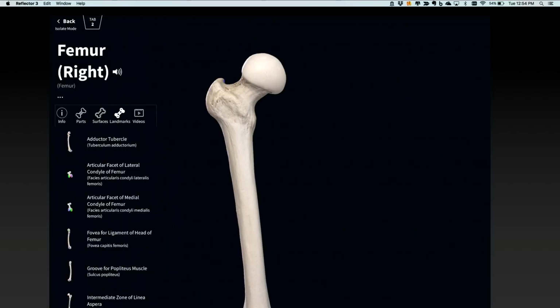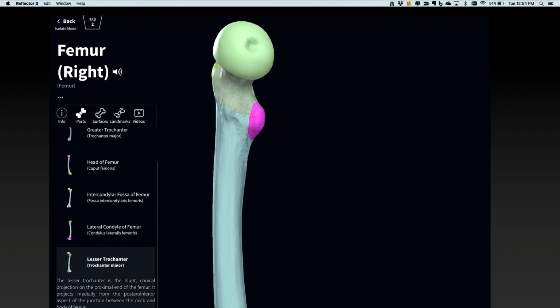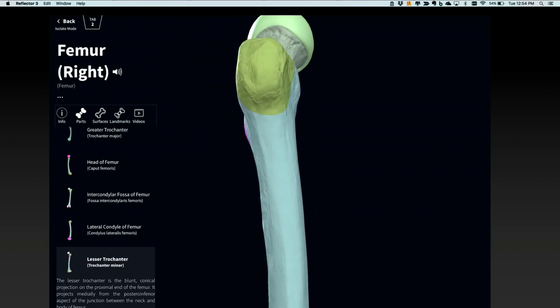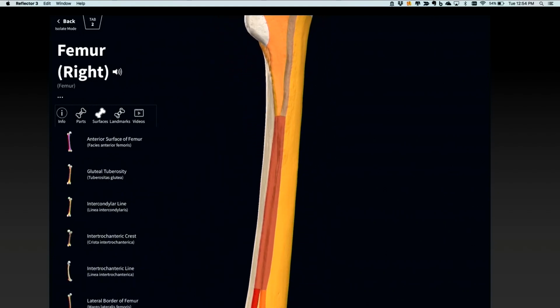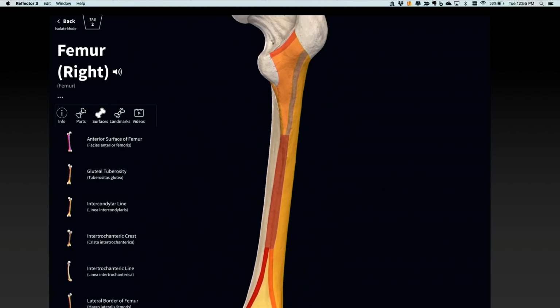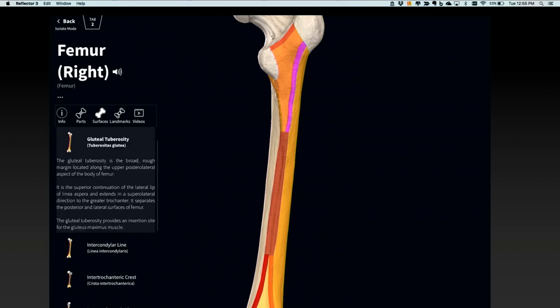So greater and lesser trochanters, we've seen greater trochanter, lesser trochanter. The border between these two shaded areas is the intertrochanteric line. What is also of interest that we haven't talked about yet, on the back of the femur, where many of the adductor muscles insert and the knee flexors originate, this long, rough surface on the back of the femur gives rise to the gluteal tuberosity.